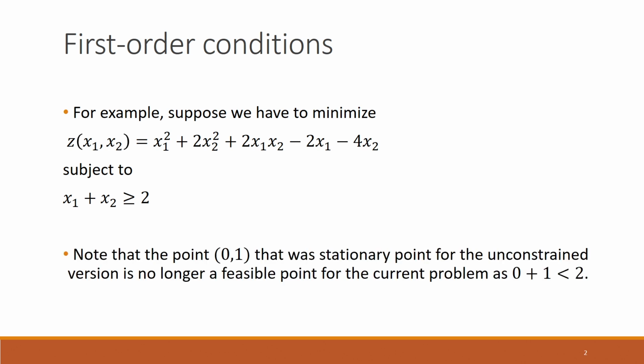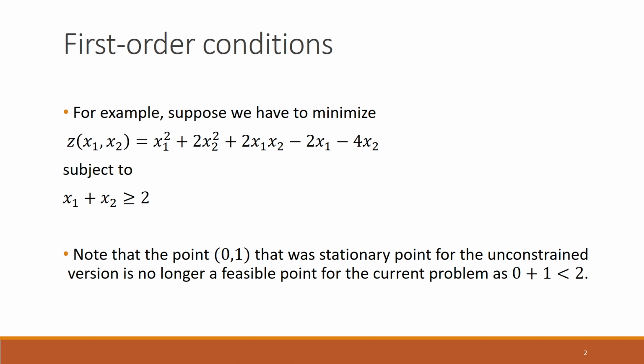In the previous example, when we had the same objective function, we were focusing on unconstrained optimization. When we had to find the stationary point for that problem, we found the point 0 comma 1 as the stationary point. But now you can see that this point 0 comma 1 is not a feasible point because it does not satisfy this constraint. 0 plus 1 is not greater than or equal to 2. So, the solution of the unconstrained optimization problem need not be feasible for the constrained optimization case.